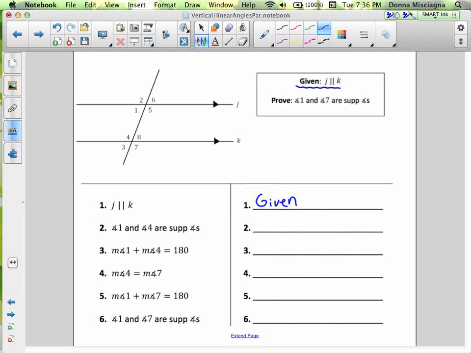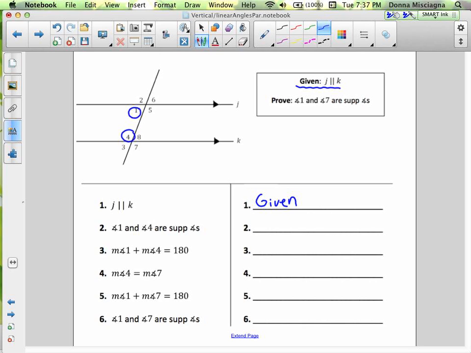Angle 1 and angle 4 are supplementary angles. So now let's take a look at where they're located. Here's angle 4, here's angle 1. So those are not a linear pair. What kind of angles are they? Well, think about what we just said. We said that line J was parallel to line K. And when we have parallel lines, we know certain things about certain angles. We know certain angles are congruent: our corresponding angles, the alternate interior angles and the alternate exterior angles are congruent.